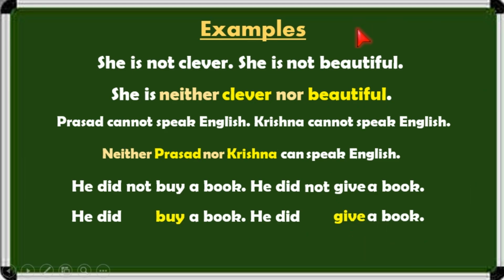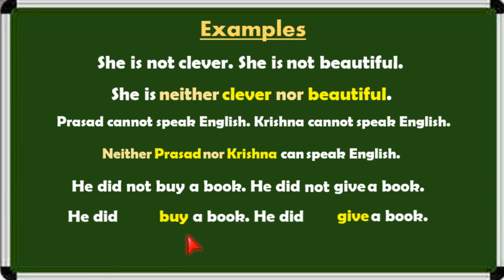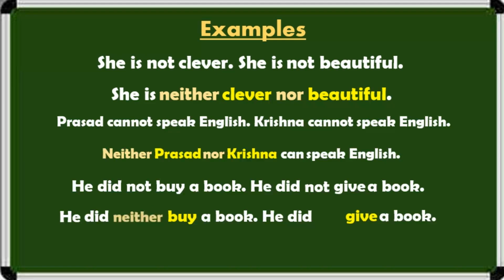So the next step, write the word neither just before buy. Okay, then related words nor just before give. Now we have to remove similar words from these two sentences. So he did, repeated. A book, repeated. So we have to remove these sets.